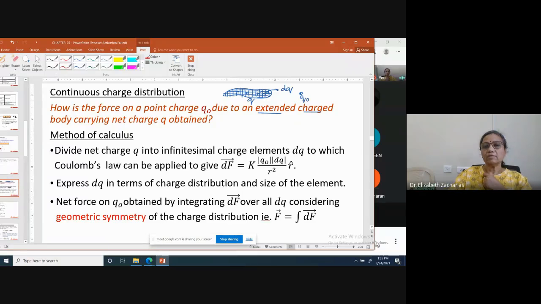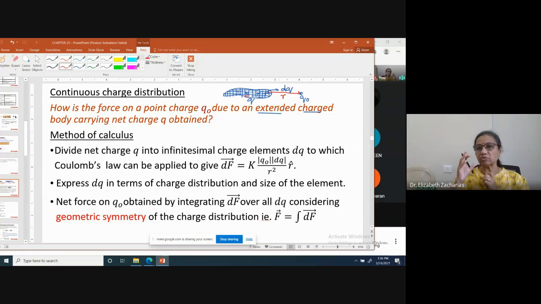Okay, let's say this is my Q naught and this is the dq that I've taken. Let me connect these two and say that Q naught with respect to dq is at some distance R. Next, I have to do the same for each of these elements and then apply the principle of superposition and add up everything.